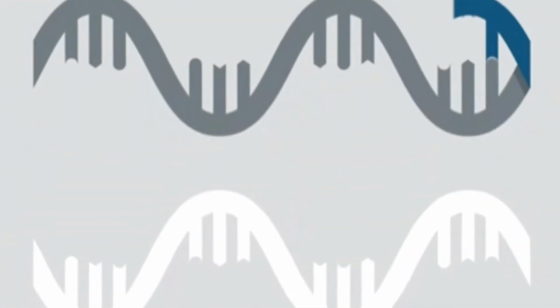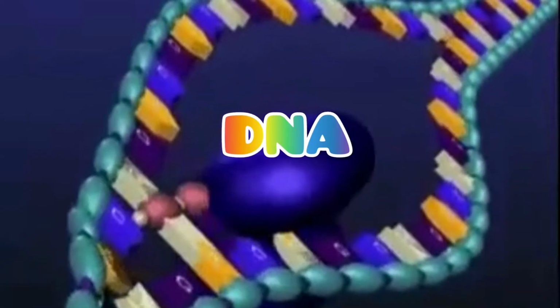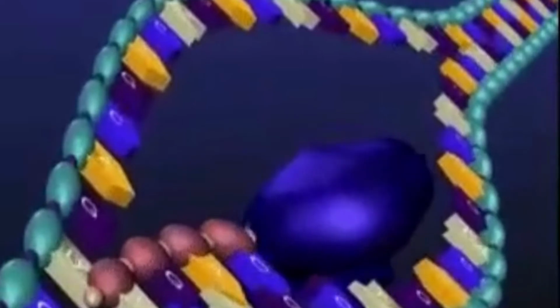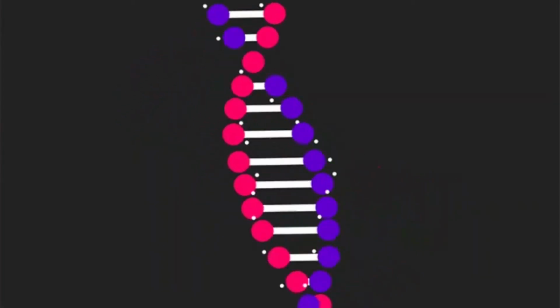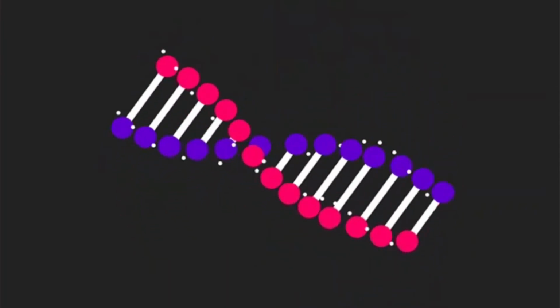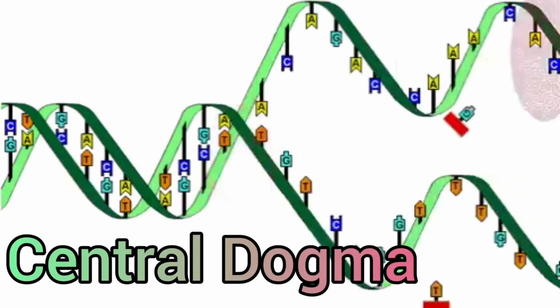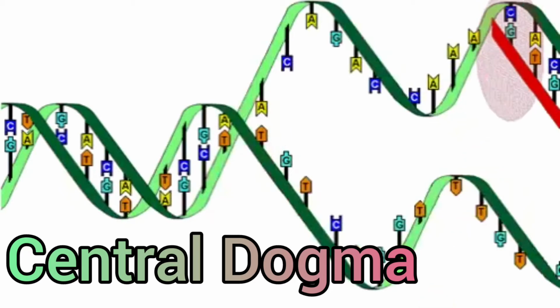In the previous video, I have discussed about the DNA in brief, where you have studied about the occurrence of the DNA and Chargaff's rule. Here in this video, I am going to discuss about the features of DNA and central dogma. Now, what are the features of DNA?